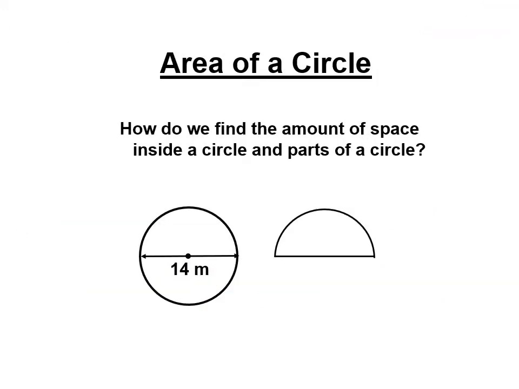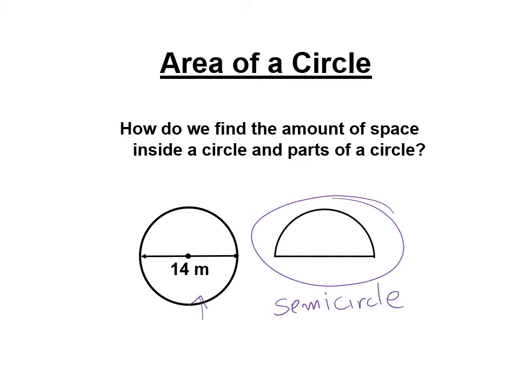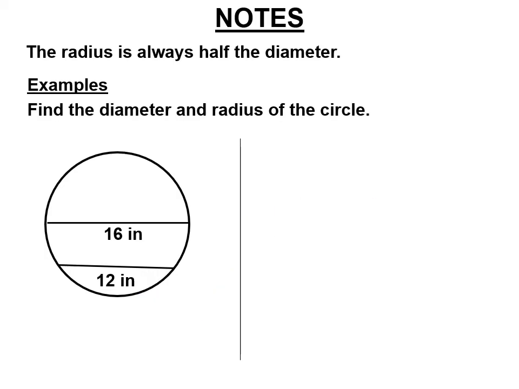Okay, so now we're going to find the area of a whole square, and then how much of a square is that? A whole circle, and then how much of a circle is that? That's half a circle. The math word for half a circle is semicircle. All right, so the radius is half the diameter. So we're just going to start with that.